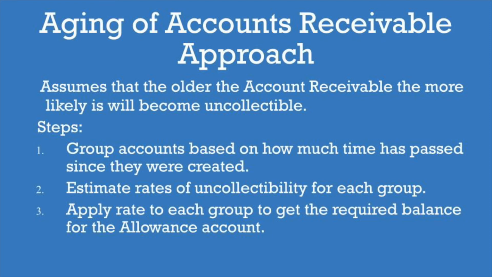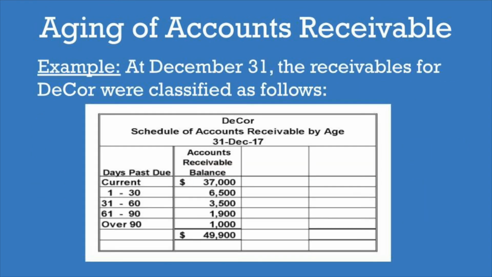And then we're going to estimate rates of uncollectability for each group. And we're going to apply a rate to each group and get the required balance for the allowance account. Now, that sounds more complicated than it is. Here's an example. So how do we actually age accounts? Let's take a look at an example.